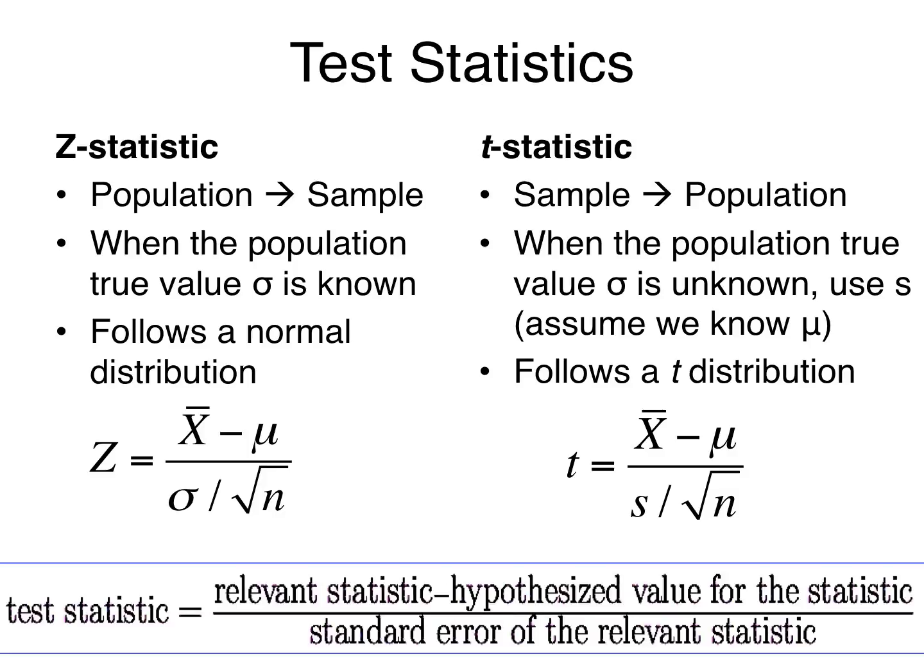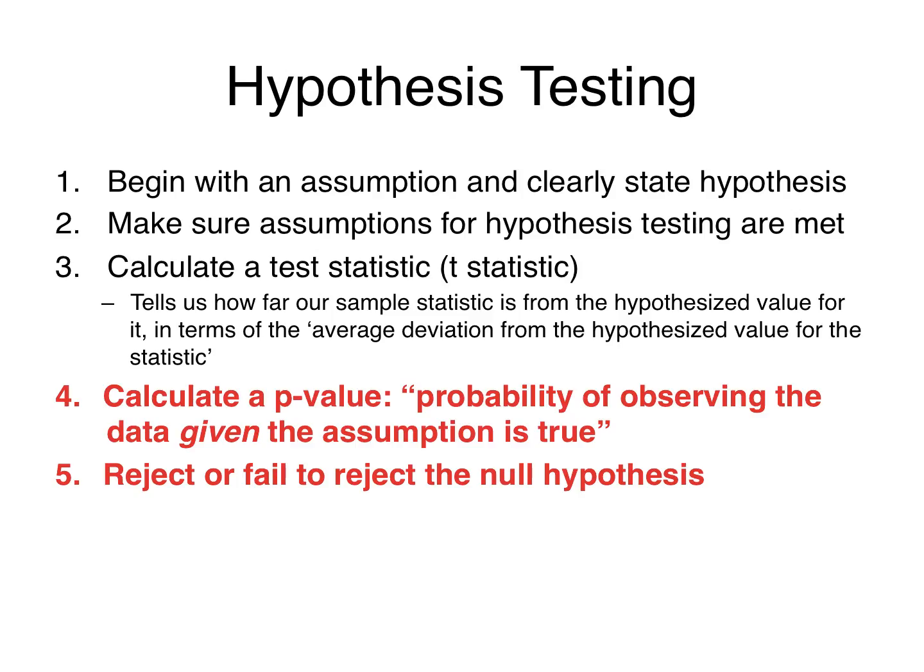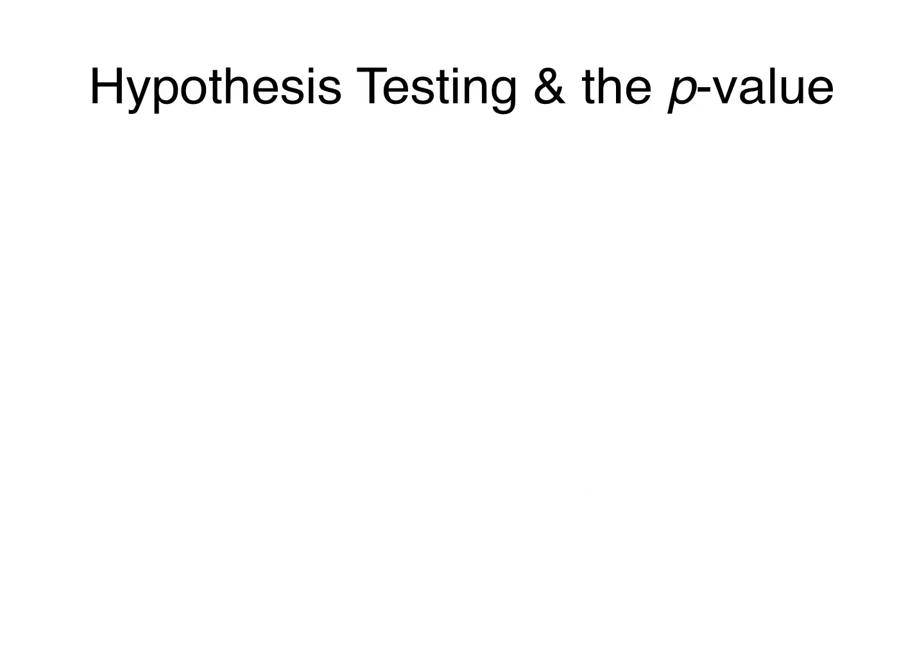In general, most test statistics are calculated by subtracting the hypothesized value for a statistic from the value of our sample statistic and dividing by the standard error of the relevant statistic. So once we've calculated our test statistic, our next step is to calculate the p-value associated with our test statistic. And a p-value is defined as the probability of observing the data given that the assumption is true. And based on our calculated p-value, we then determine if we should reject or fail to reject the null hypothesis.